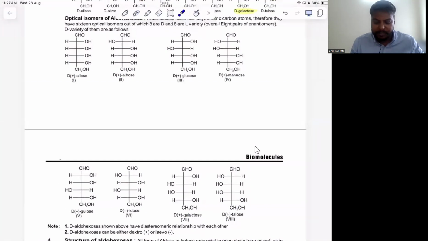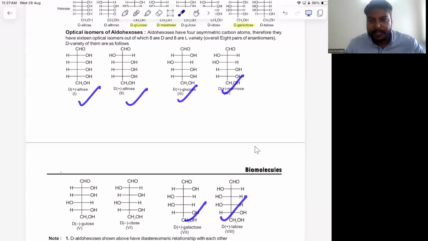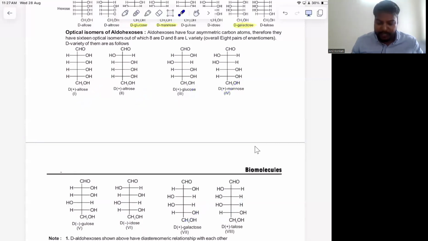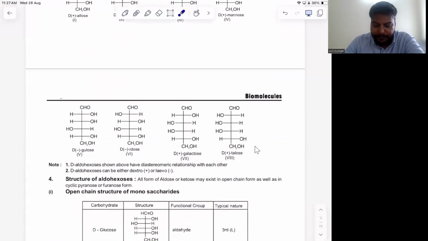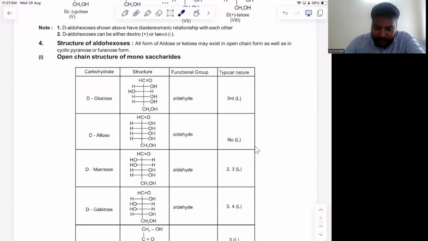This is an important question again. How many D sugars of hexose are dextrorotatory? 1, 2, 3, 4, 5, 6. These are dextrorotatory. How many are levorotatory? 2 of them are levorotatory, that is, glucose and idose. The rest are all dextrorotatory. Clear, guys?